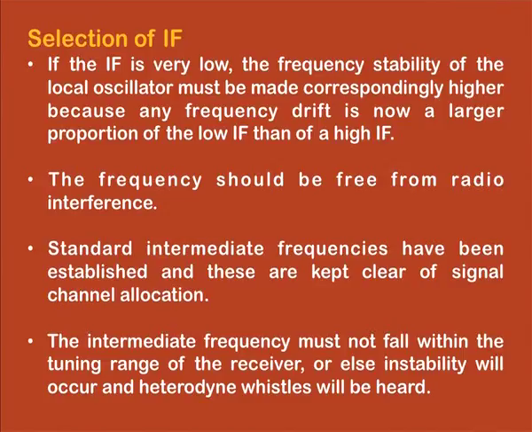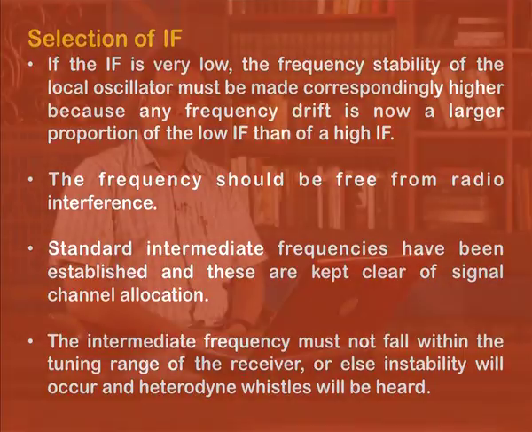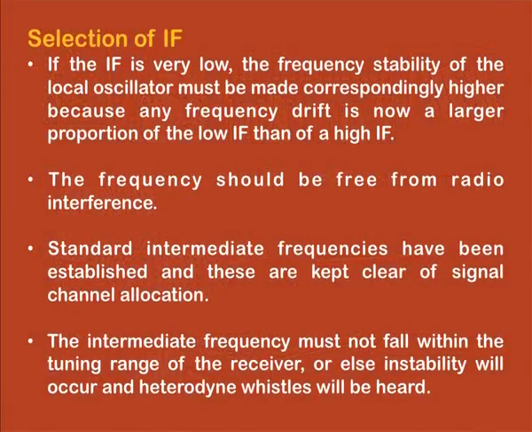To meet this criteria, the IF frequencies for AM and FM broadcast have been standardized. So, typically we use 455 kilohertz as the IF frequency for AM broadcast and 10.7 megahertz for FM broadcast. Also, the intermediate frequency must not fall within the tuning range of the receiver, or else instability will occur and heterodyne whistles will be heard.